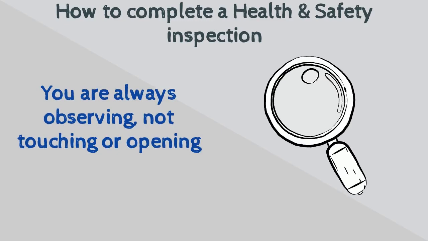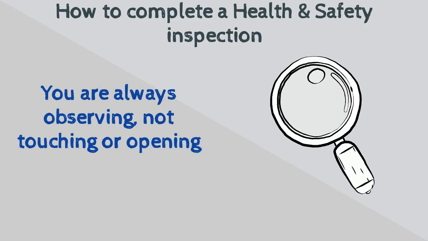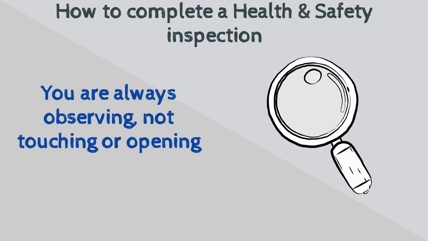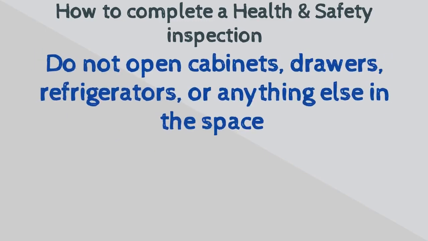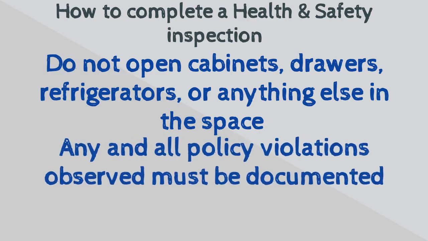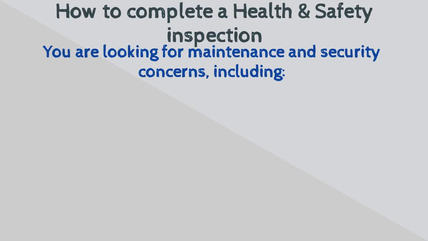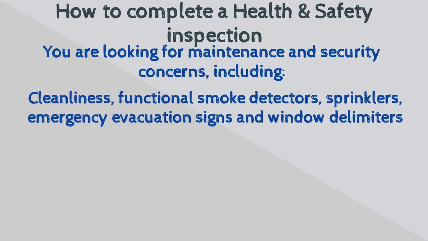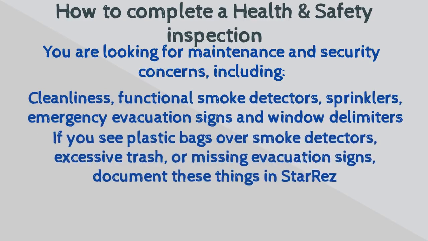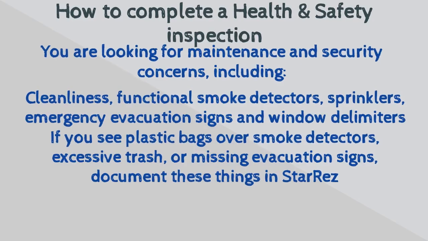Once you are in a space to complete an inspection, it's important to remember that you are observing, but not touching or opening. To be clear, do not open cabinets, drawers, refrigerators, or other things in the space. If you see violations, however, you must document them. You are looking for maintenance and security concerns. These include things like cleanliness, functional smoke detectors, sprinklers, emergency evacuation signs, and window delimiters. If you see issues with these types of items, such as plastic bags over smoke detectors, excessive trash, or missing emergency evacuation signs, you should note these things in StarRes.